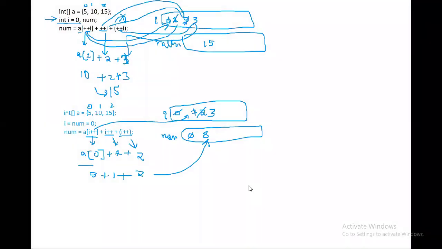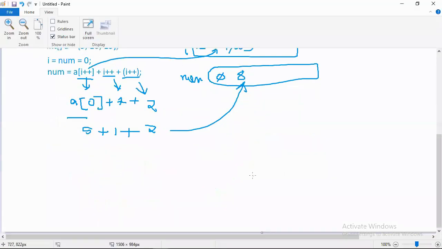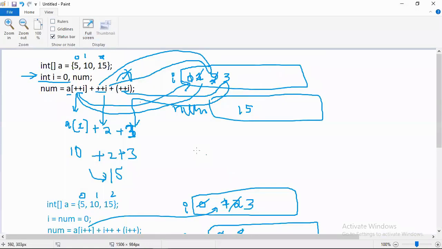Priya, you can start practicing HackerRank questions. Along with the operators chapter, you can start working with HackerRank.